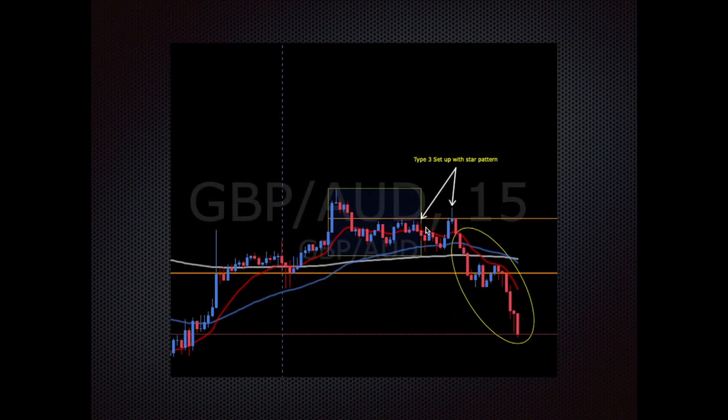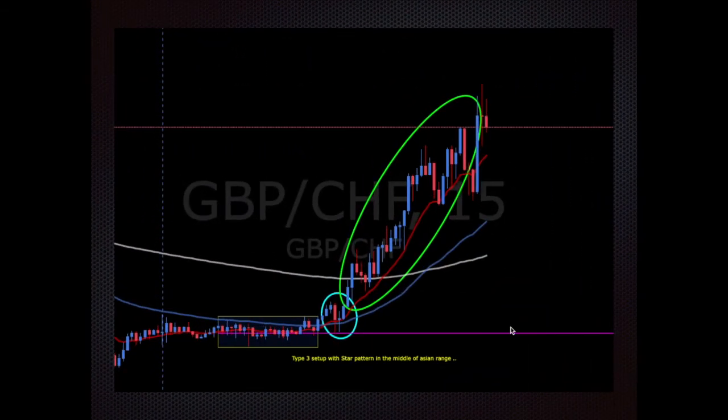Let's take a look at another one. Here we have a type 3 setup in the middle of the range, but this time we get a star pattern, and then we take the trade down. Here's another one. This one is a star pattern as well, but goes the opposite way, going up. Here we have a very tight Asian range. Price moves up, comes back down, and gives us the star formation here, and then we take that up and rise.